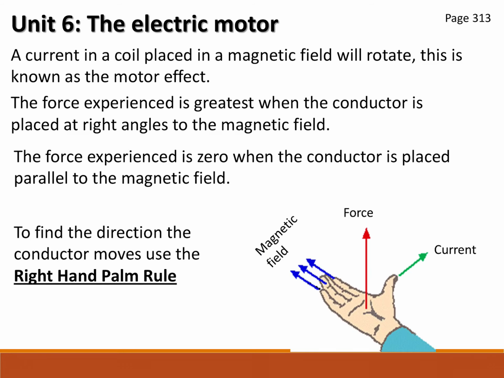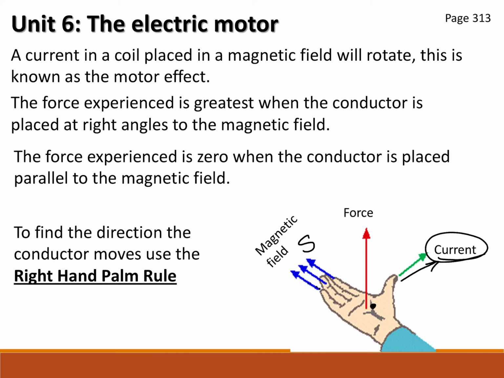We're going to use the right hand again. This time though, once again, your fingers go towards your south pole. That's never going to change. But your thumb now must point in the direction of the current, and your palm points in the direction that the coil or the wire is going to move in because of the magnetic field.